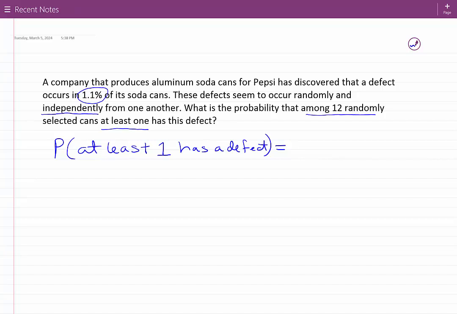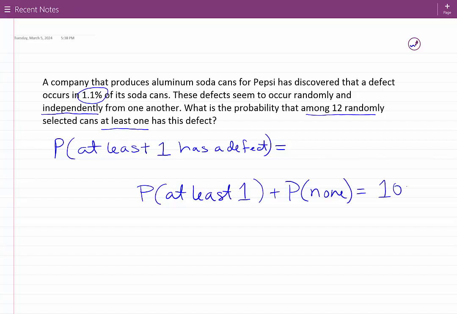And what that means is that the only way we don't get at least one can with a defect is if all 12 of the cans are perfect, right? That they don't have defects. They're all defect free. If all of the cans are defect free, then we haven't achieved this goal of having at least one can with a defect. So basically that covers the whole universe of possible outcomes. Either you have a defect in at least one of the cans, or none of the cans have a defect. Therefore, if you add those two things together, the probability of at least one plus the probability of none, that has to be equal to 100%, right?